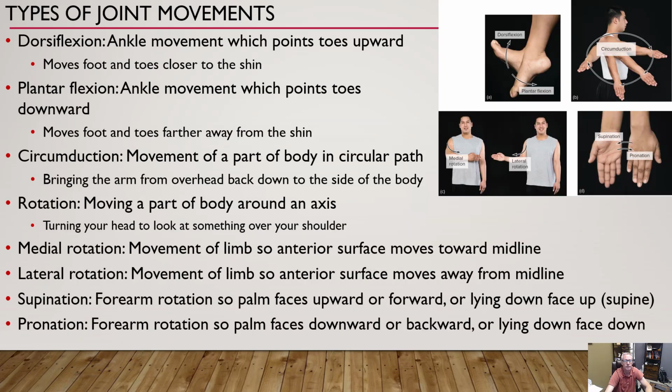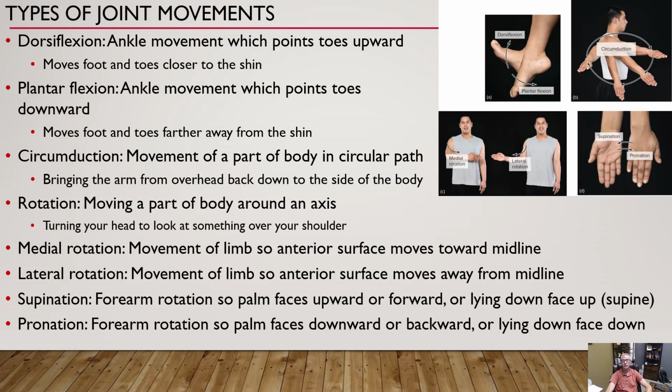All right, more definitions. Dorsiflexion. Basically, you're flexing your feet, so you're bringing your toes or your foot closer to your shin. Plantar flexion. Basically, you're pointing your toes. You're moving your toes or your foot away from your shin. Circumduction. You're moving your body part in a circular motion. Rotation. It's very similar to circumduction, but for example, you're turning your head to look at something over your shoulder.